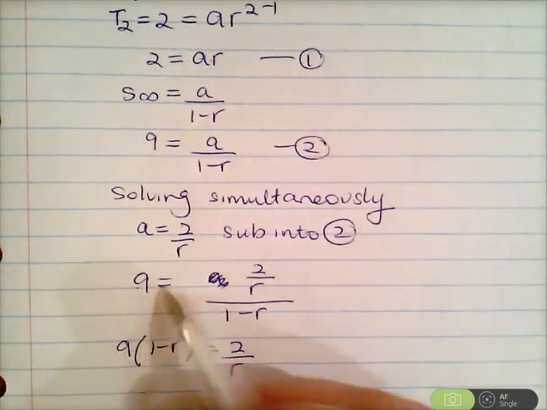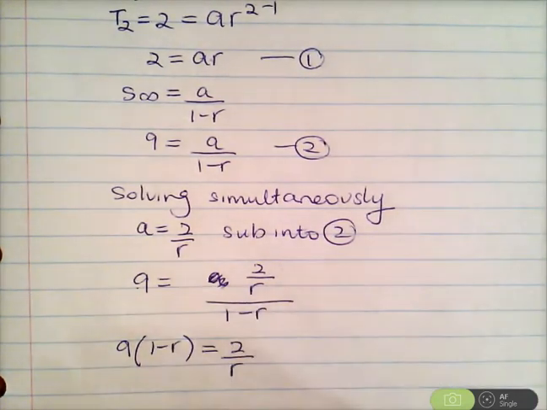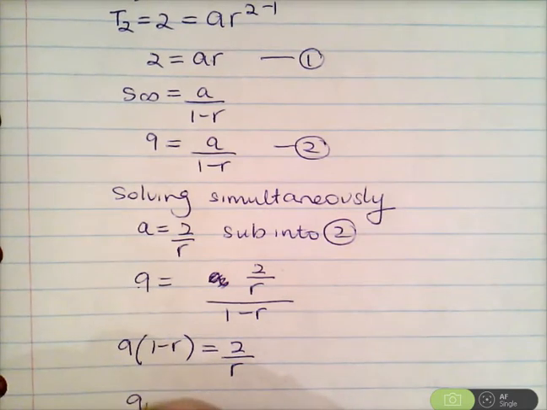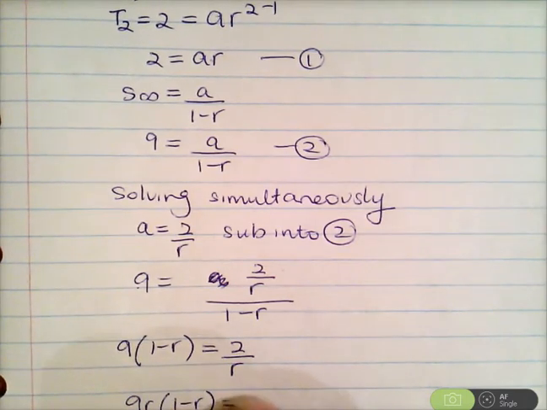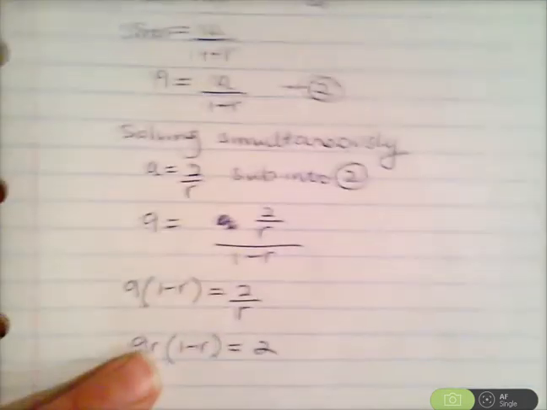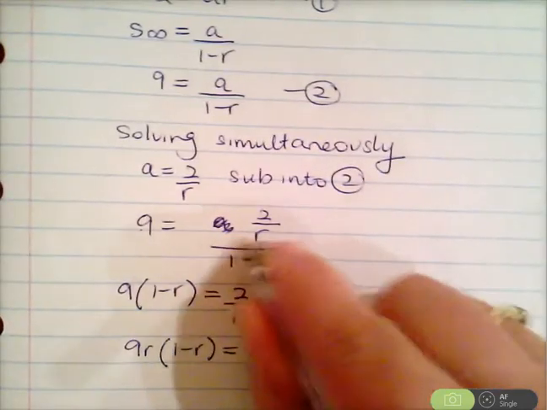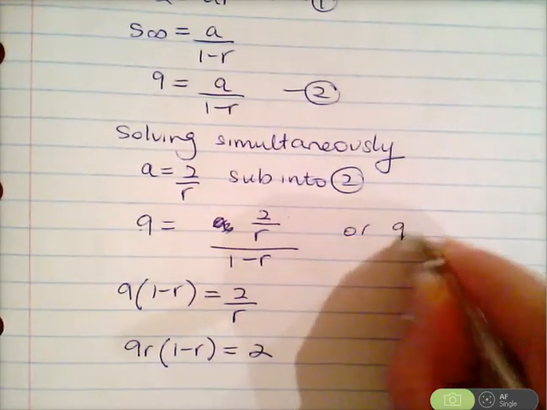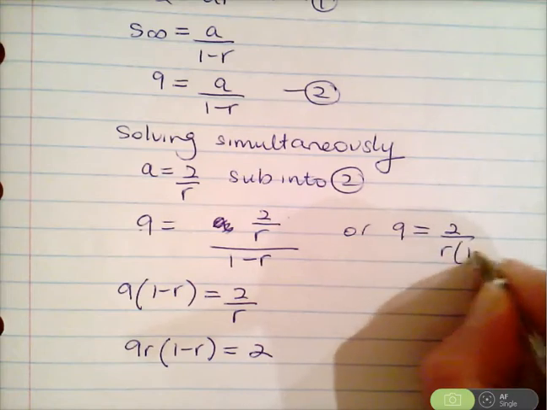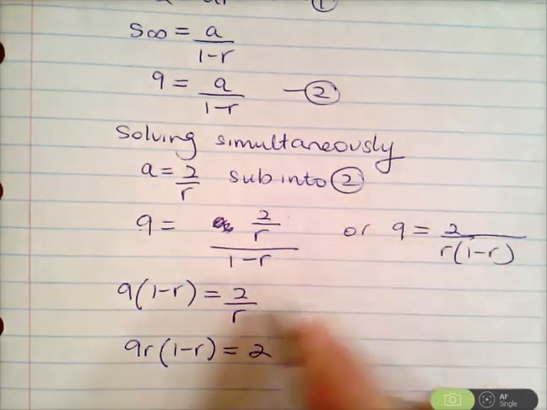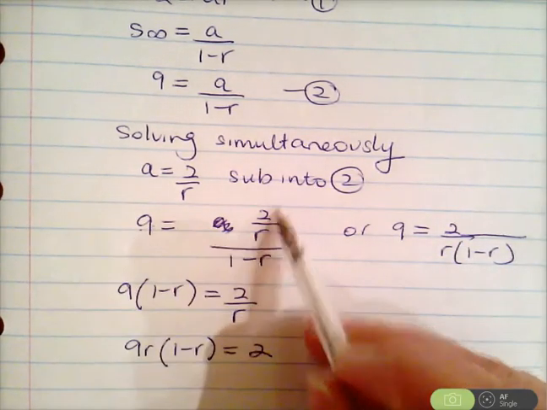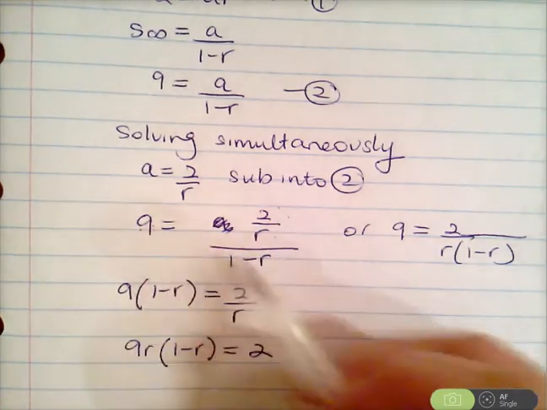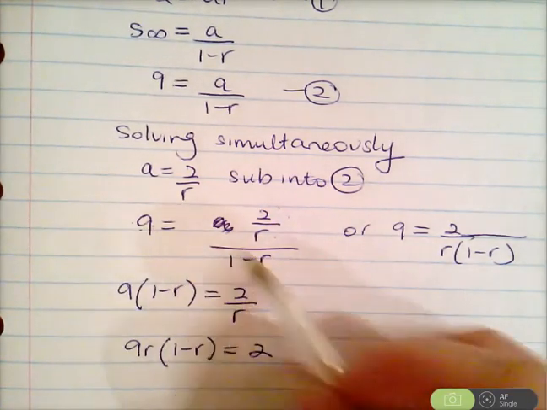So this is S to infinity equals a over 1 minus r. So we get that 9r bracket 1 minus r equals 2. The other thing we could have done here: 9 equals 2 over r, and this 1 minus r ends up going down there next to it. But if you're not confident with that, you can write it as a over 1 minus r. Do your multiply here.